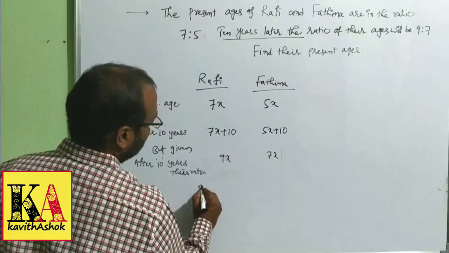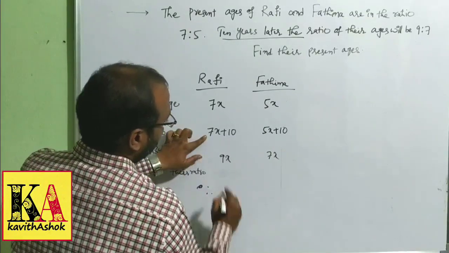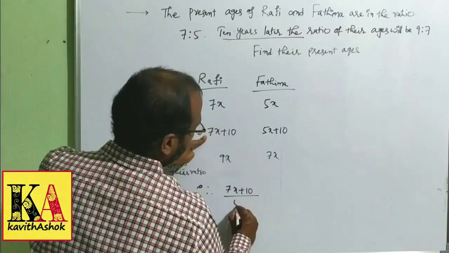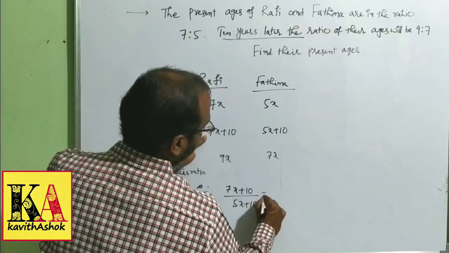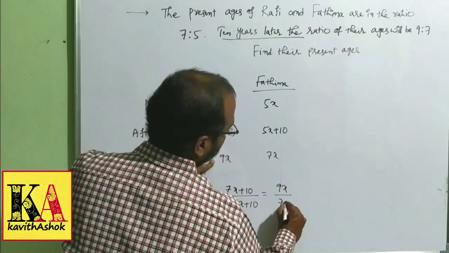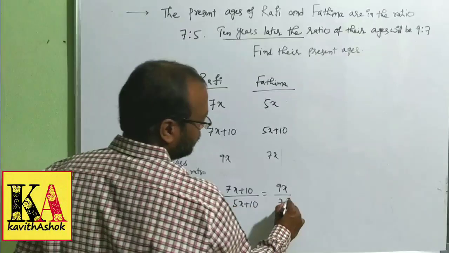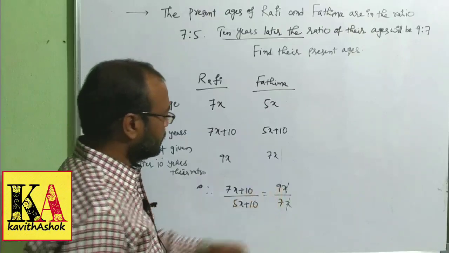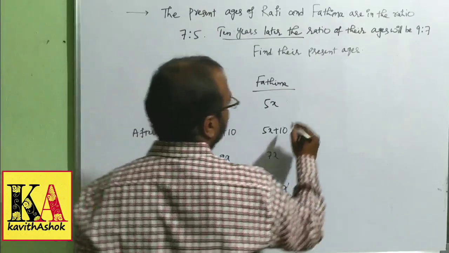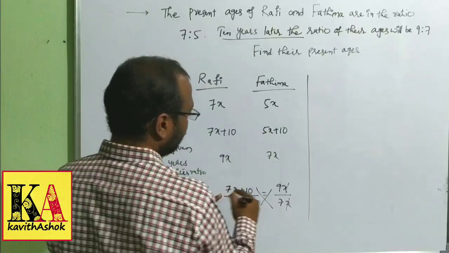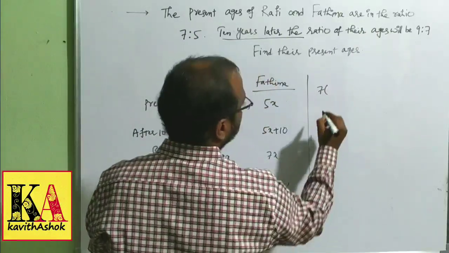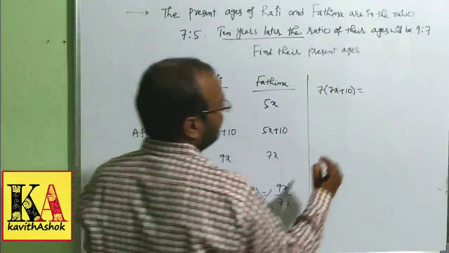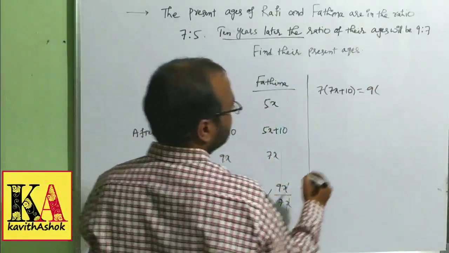Therefore, this ratio 7x plus 10 by 5x plus 10 is equal to 9x by 7x. Their ratio is 9 by 7, so x gets cancelled. If you write 9x by 7x, x cancels. Otherwise, directly write 9:7 also, then also we can get the same answer. Cross multiplication. 7 into 7x plus 10 is equal to 9 into 5x plus 10.